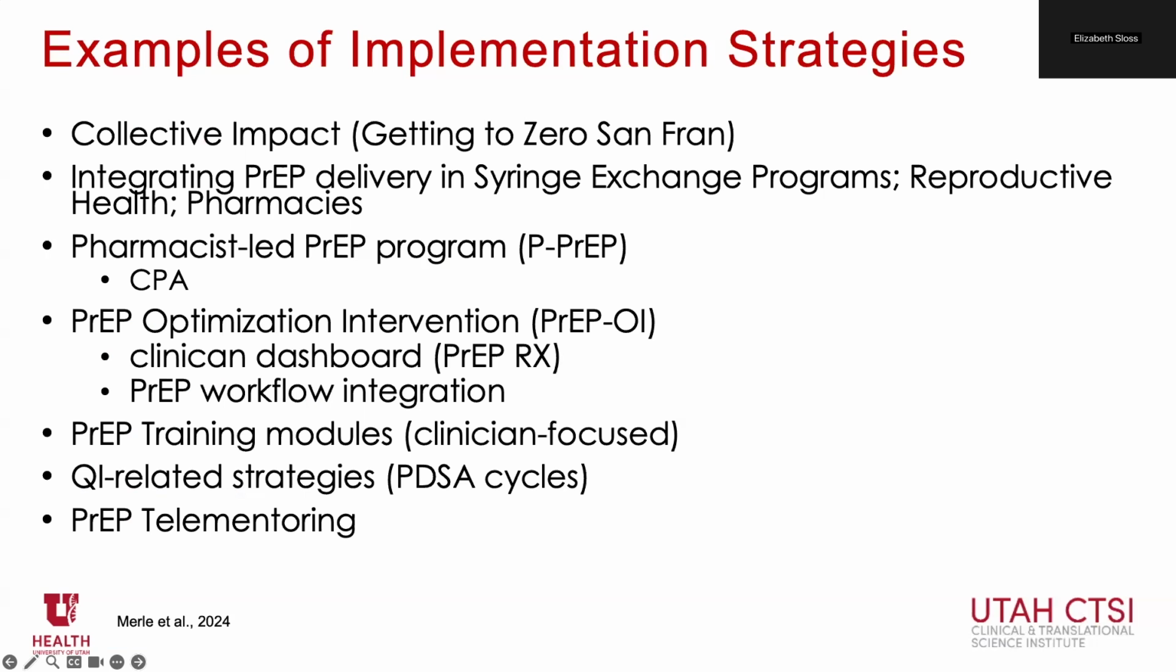A lot of integrating PrEP delivery into other settings. So if you go to a syringe exchange program, you could get on PrEP, or at reproductive health, you're bundling it with other programs to reach people where they're already going. And then, as I said, pharmacies. I talked about the pharmacy strategy already, and the PrEP OI strategy as well. So a lot of training modules, QI related, like PDSA cycles of slowly implementing adoption of PrEP into clinics, and then PrEP telementoring, which I already talked about too.